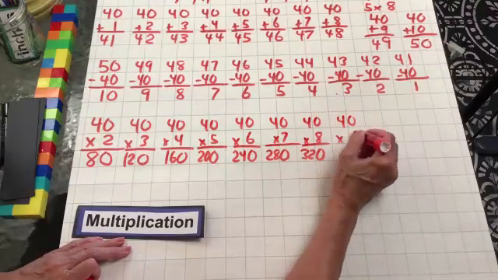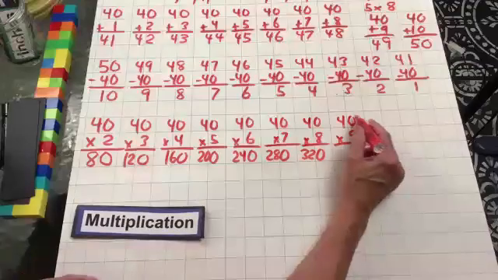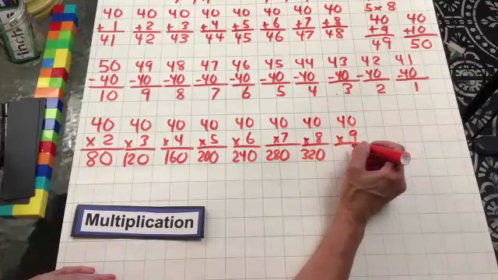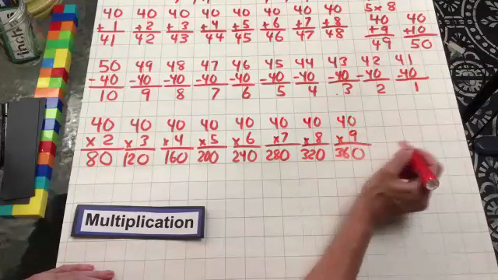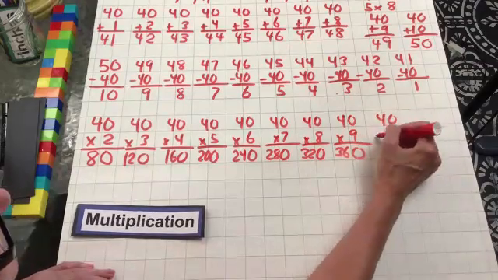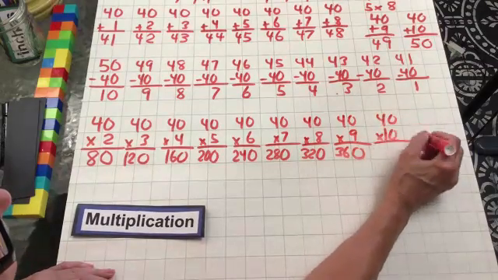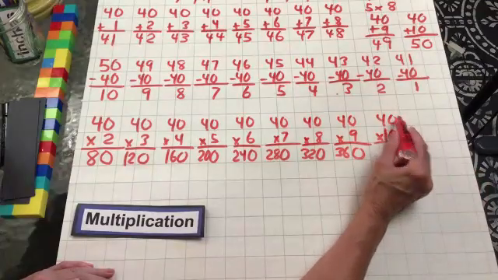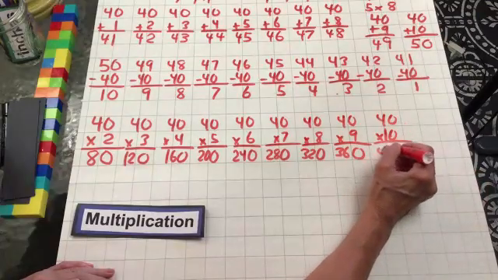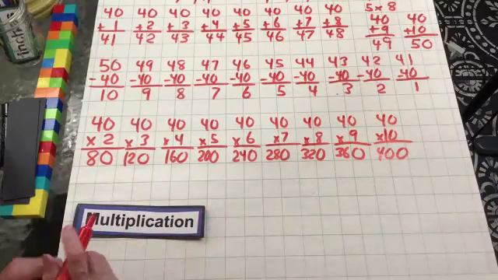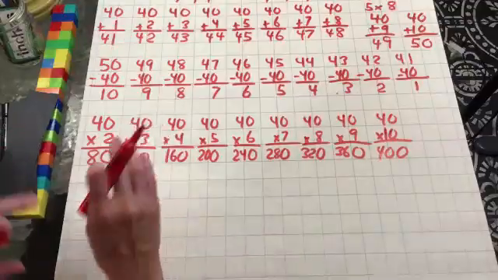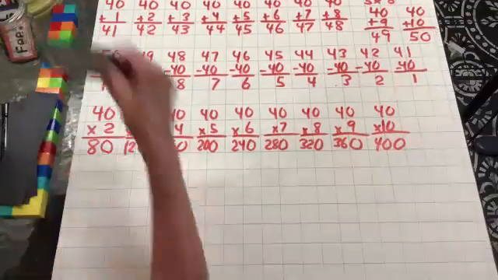40 times 9. 9 times 0 is 0. 9 times 4 is 36. And then 40 times 10. So we drop this 0. And then we say 1 times 0 is 0. 1 times 4 is 4. And we get 400. All right, our multiplication is done. So we've done addition, subtraction, multiplication with the number 40.